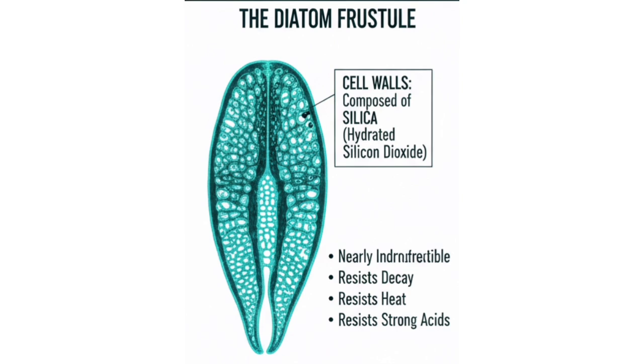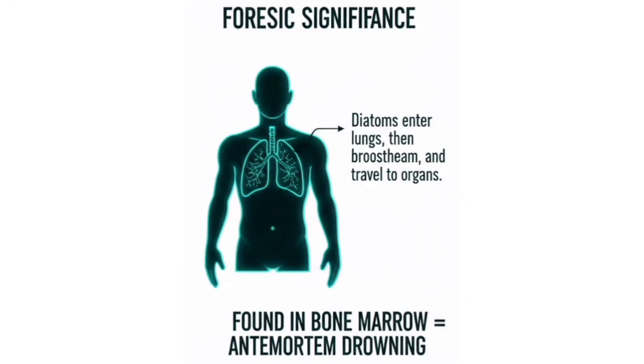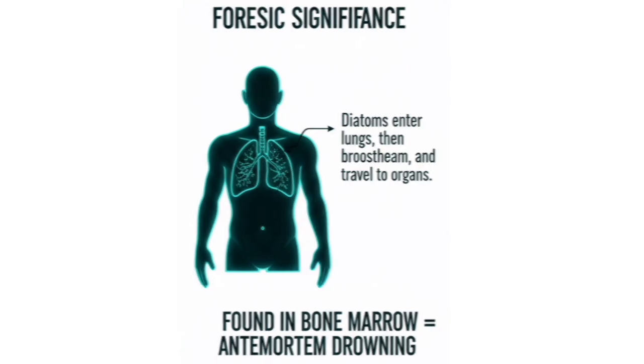Silica is hydrated silicon dioxide. Then they are nearly indestructible. They don't decay easily. They don't get destroyed easily by strong acids. Now moving on to the anatomy and classification. I hope you understood what diatoms are. So let us have a look at what they actually look like.